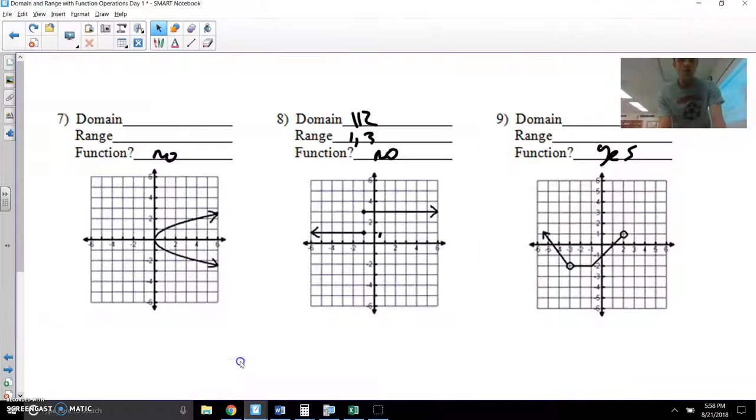What's up, Algebra 2? Today we talked about a new chapter, so let's cover some ideas: domain and range. So let's jump into it.